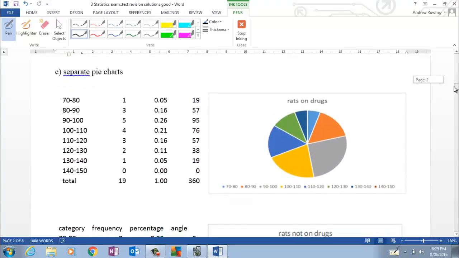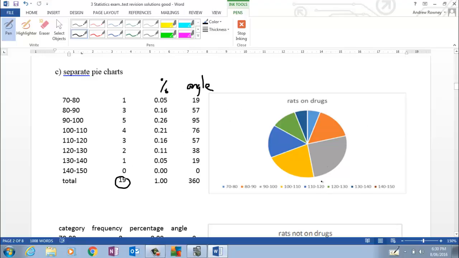You can do it on pie charts as well. I've done this on Excel. You'd have to do it manually in the test because you don't have Excel there, so you have to check your book to see how you do that. But first of all, you have to express it as a percentage. That's what this column is, and then you times that column by 360 to get the angle. These are all the angles here. Now to get the percentage, that means you've got to do 1 divided by 19, 3 divided by 19, you divide by the total.